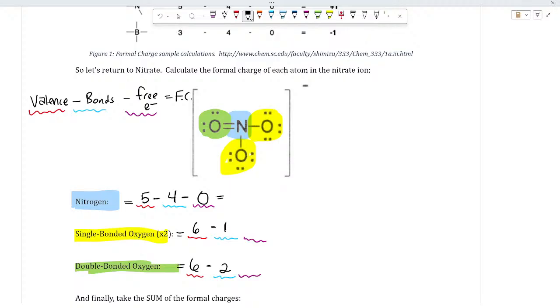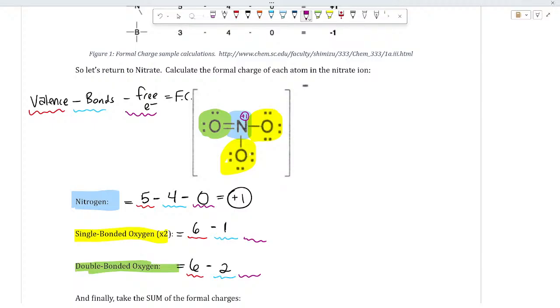What's 5 minus 4 minus 0? Positive 1. So nitrogen here has a formal charge of positive 1. Now the other way you could just eyeball that is you could say nitrogen is going to get one of the electrons from this bond as its own, one from this bond as its own, 1 and 1, that's 1, 2, 3, 4, and we would expect it to have 5. Regardless, nitrogen here has a formal charge of positive 1. Does that make sense?